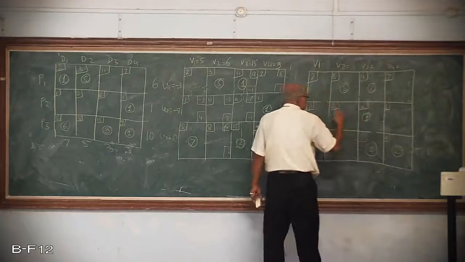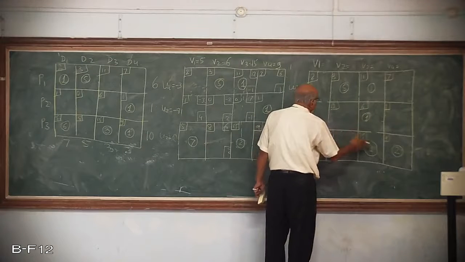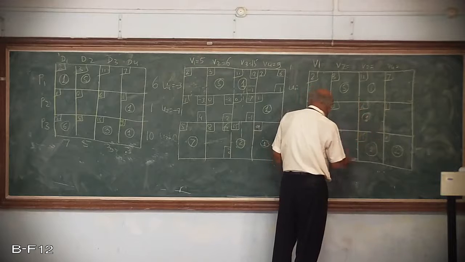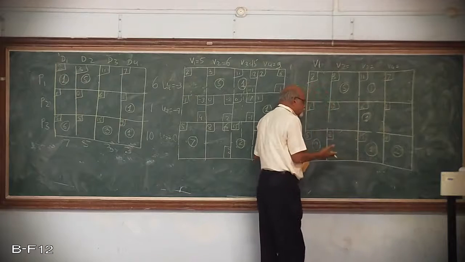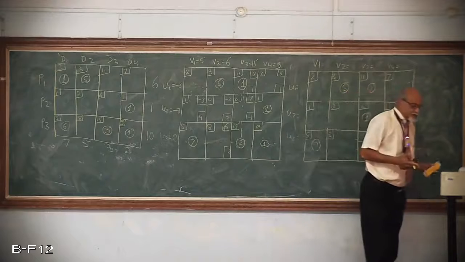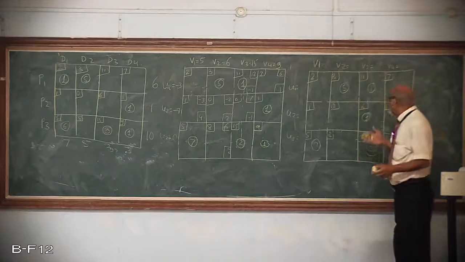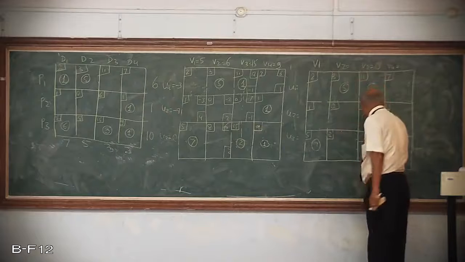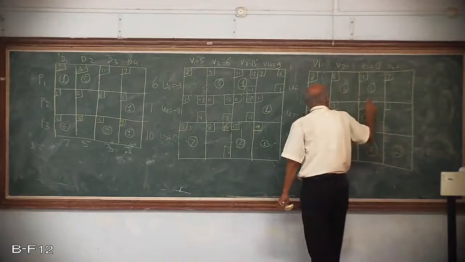Two allocations, one allocation, three allocation: 1, 1, 3, 1. So either I can make U3 equal to 0 or V3 equal to 0. Any one of them we can consider. For this time, for a change, let us consider V3 equal to 0.